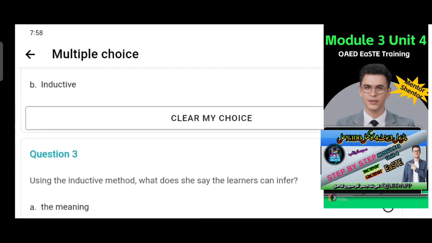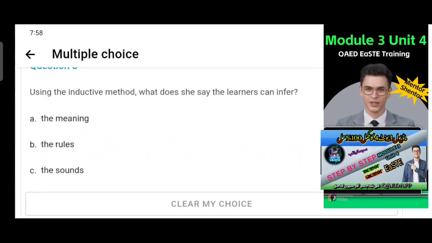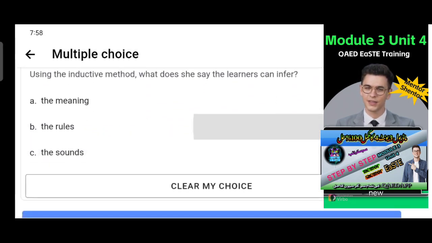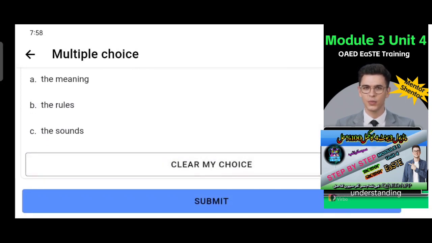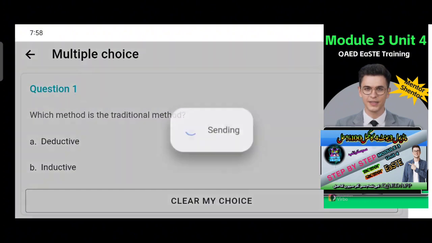Summary. Host voiceover. In Unit 4, we've explored deductive and inductive learning, introduction of new grammar points, techniques for assessing understanding, and various practice activities.